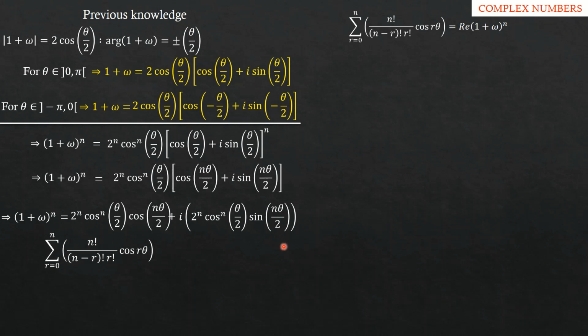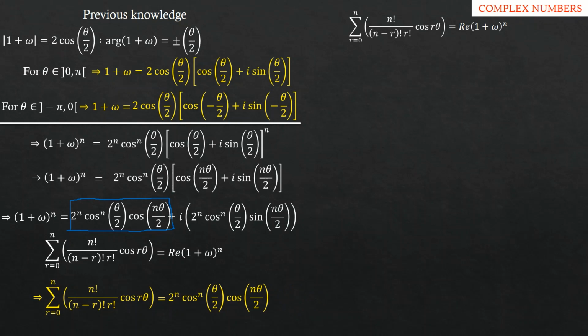Okay, so what is our sum? It was the real part of 1 plus omega raised to the power n. And where is the real part? Let me indicate the real part in this color. So this is the real part, right? So this is a real part, which is exactly what we are supposed to prove. So it means that our sum is equal to the real part of that. So replacing, we get the sum to be 2 raised to the power n cos raised to the power n of theta on 2 times the cosine of n theta. So basically that's what we are supposed to prove, and we have successfully proved it.